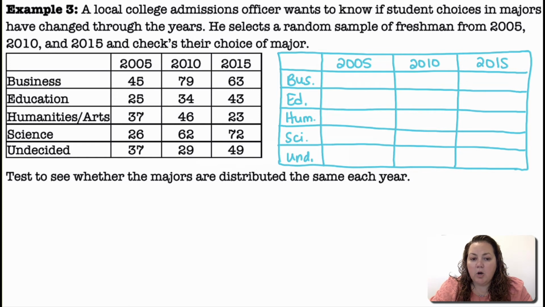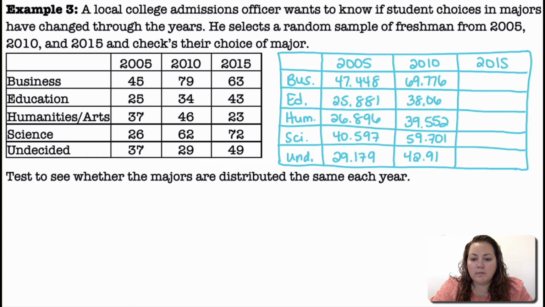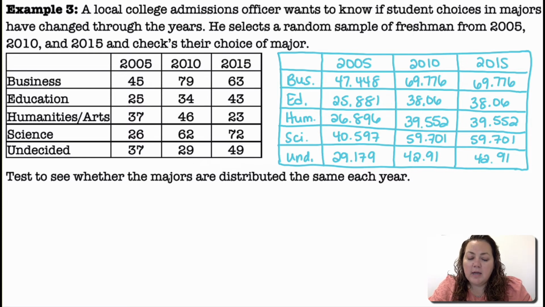I'm going to calculate all my expected values. Okay. So again, to get all of these quickly, I'm going to put all of these into matrix A. So a 5 by 3 matrix. And then I'm going to run a chi-squared test, and then I'm going to go back and look at matrix B, and I'll get all of my expected values.